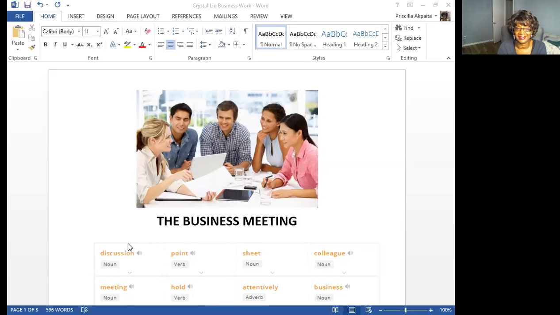So I might start as an intermediate speaker. It appears that there is a discussion. One individual is pointing out to the others on a sheet of paper what she wants to know. I do believe that they are all colleagues that are attending the meeting. While she's holding the paper, she does have their attention and they're going to discuss business. This would be if you are an intermediate speaker. If you are a beginner, I would just ask you to give me the definition of discussion.